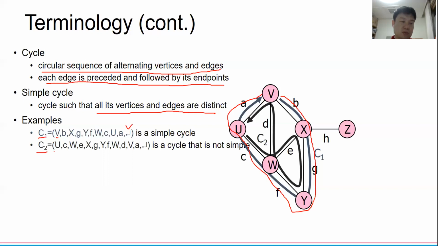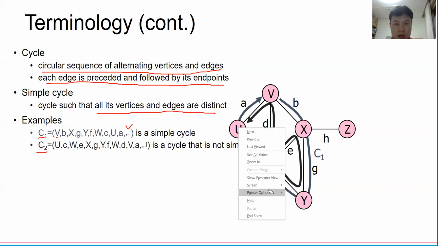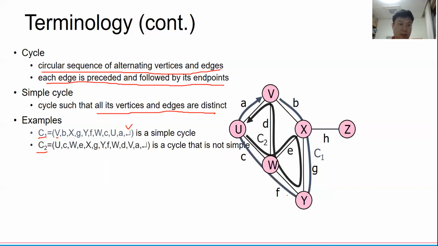What about C2? In the C2, we want to start from U. So we can also deal with the cycle from U. And then we go to C, and then to W, and then to E, to X, and then to G, and then to Y, and then to F, to W, and then to D, and then to V, and then through A, go back to U. So if we have this cycle, then it is a cycle which is not simple.